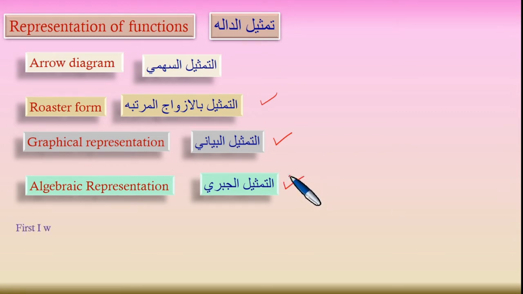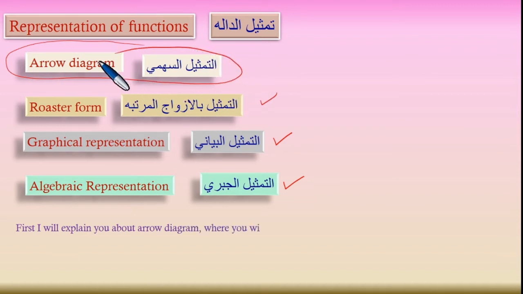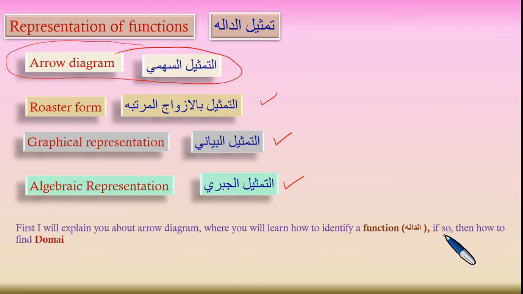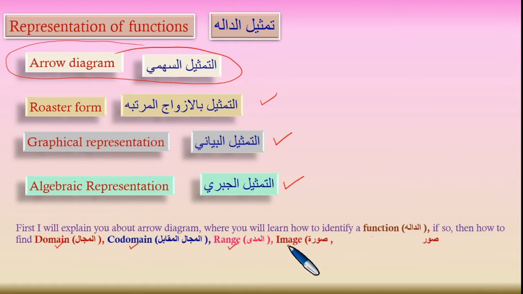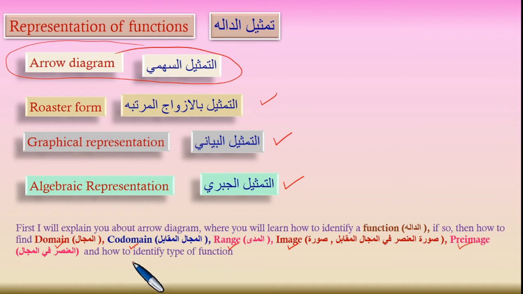So in this video, you are going to learn about the arrow diagram, where you will learn how to identify a function. If it is a function, then how to find the domain, codomain, range, and image. See the Arabic translations and make a note of it. And you are going to learn about pre-image and how to identify the type of function.